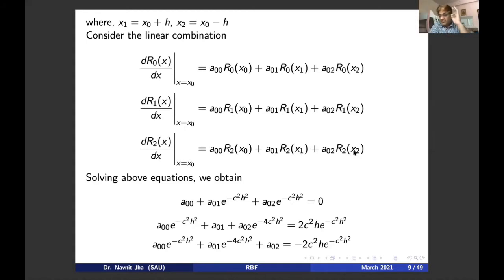Now I am having 3 equations and 3 unknowns. These 3 unknowns are A00, A01, A02. They can be calculated. Now, R0, R1, R2, everything is known to you. You can find the derivative. When we find the derivative, we have these 3 relationships, the last 3 lines. This is simple mathematics and can be easily written in this form.